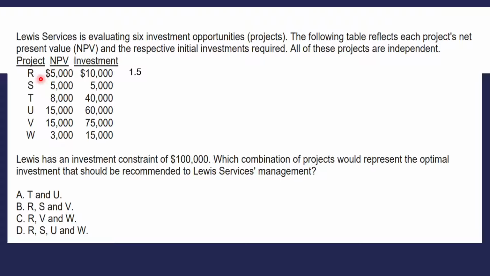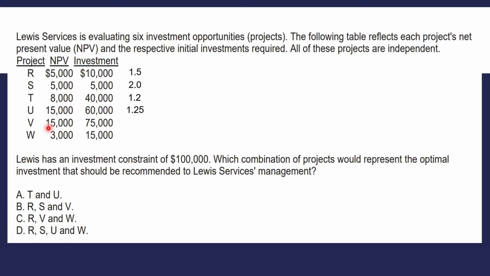S. You add back 5K to 5K. The value would be 10K. 10K over the investment of 5K is 2. That's the PI. T. 8K plus 40K is 48K. 48K divided by 40K is 1.2. U. 15 plus 60 is 75. 75 over 60 is 1.25.